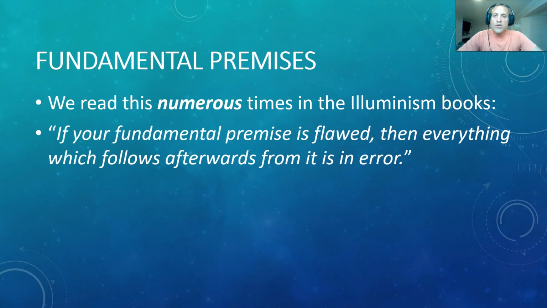Well, if your fundamental premise is flawed, then everything which follows afterwards from it will be in error, okay? So that's a very, very important concept in science, in philosophy, and thinking just in general, right? If your fundamental premises are flawed, then everything you extrapolate from those premises is going to be flawed as well. We're going to carry that same error and just lead you into territory which doesn't make sense and has no bearing on ontological reality, right?